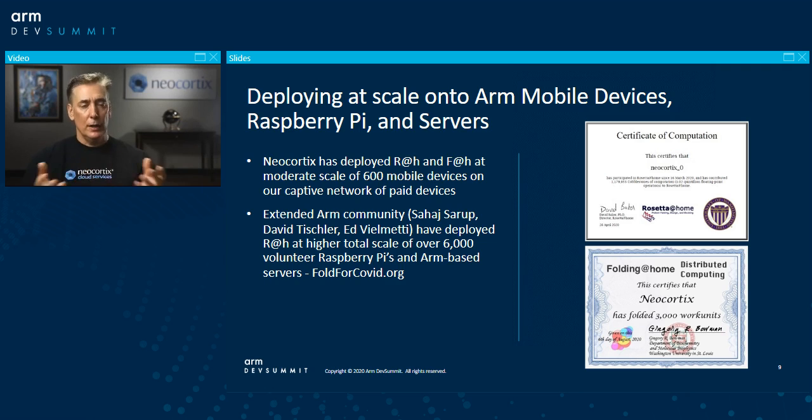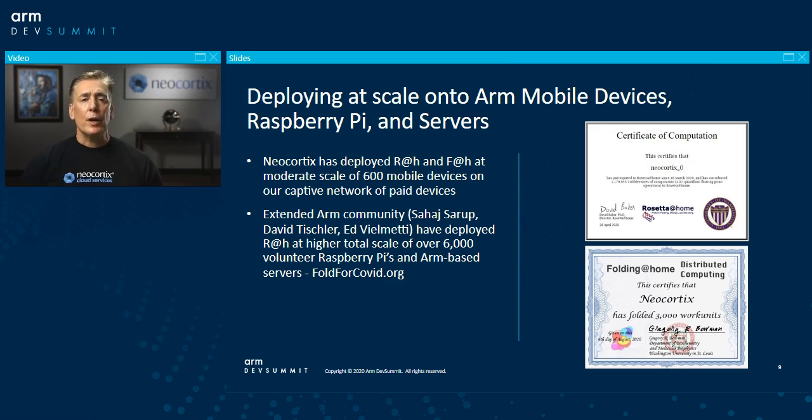So they basically could put out a call to anyone who wanted to contribute, and there was really no limit on how many people could volunteer their devices. I believe that they got up into the number of 6,000 volunteer devices, largely Raspberry Pis, but some ARM-based servers. And if you're interested in seeing the deployment venue where you could, in fact, volunteer some of your own devices, that's foldforcovid.org, which was created by David, and is associated, I believe, with the company Bellina for whom he works.